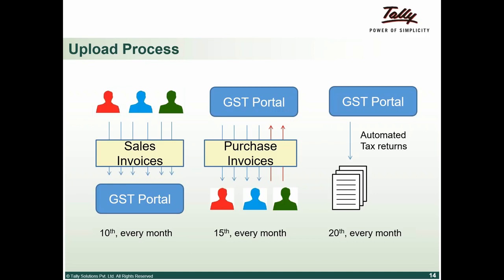By 20th of every month, based on this information, the GSTR3, which is the monthly return, will be auto-generated, which will say, this is the total turnover and this is the total tax liability, and the challan will also be made available by the portal. All we need to do is download the challan and go and make the payment. So this needs to happen by 20th of every month.